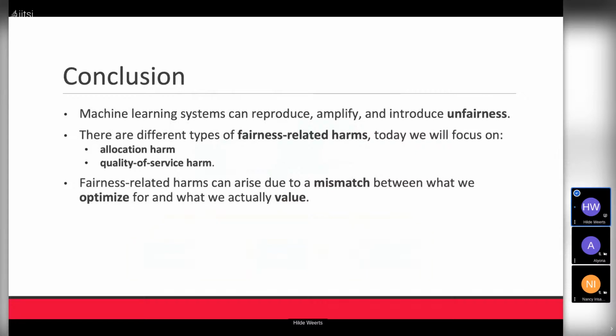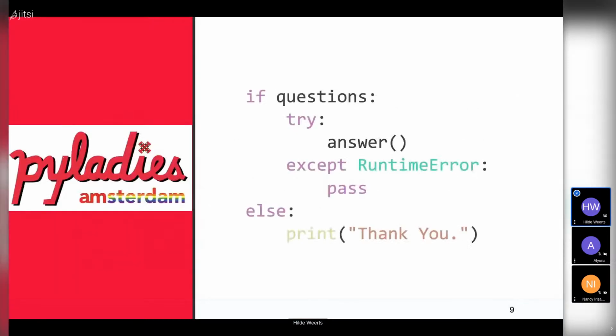So just to conclude this very short introduction, first of all, we've seen that machine learning systems can reproduce, amplify, or introduce unfairness. We've seen different types of fairness-related harms, including allocation harm and quality of service harm. And finally, I've tried to explain how fairness-related harms can arise, mostly due to a mismatch between what we're optimizing for and what we actually value. So I hope this will become a bit clearer during the tutorial.